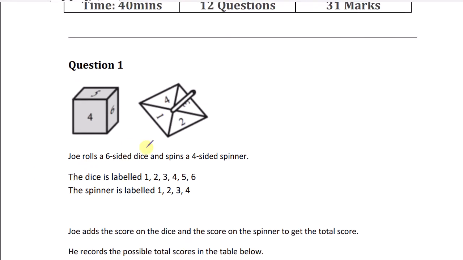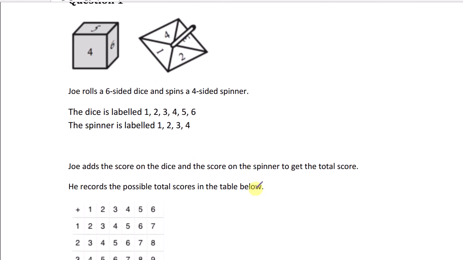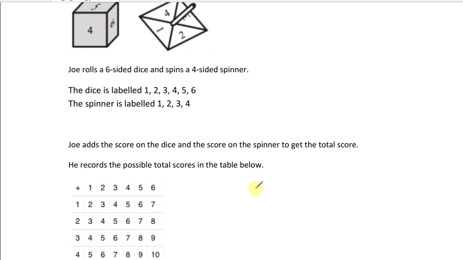So we've got Joe, who rolls a 6-sided dice and a 4-sided spinner. The dice is labelled 1 to 6, the spinner is labelled 1 to 4. Joe adds the score on the dice and the score on the spinner to get the total score. He's recorded it in this sample space diagram. The sample space diagram takes 2 inputs, the dice and the spinner, and adds them together to give us the outputs. So these are the outcomes that can happen. So that's what they've shown us.